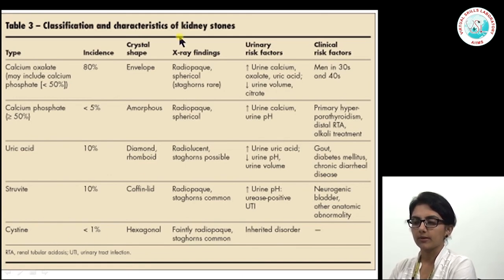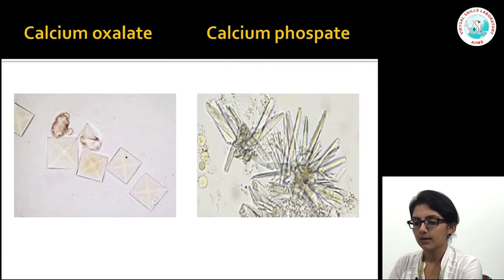The important things to remember clinically is that oxalate, phosphate, struvite and cystine stones tend to be radio-opaque. However, urate stones are radiolucent and therefore can be missed on X-ray. And in terms of the urinary pH, calcium phosphate and triple phosphate crystals tend to develop in alkaline pH, whereas calcium oxalate, urate and cystine tend to develop in acidic pH.